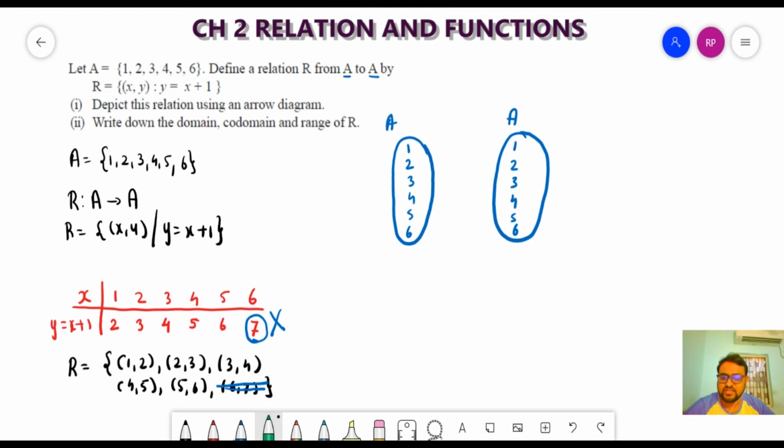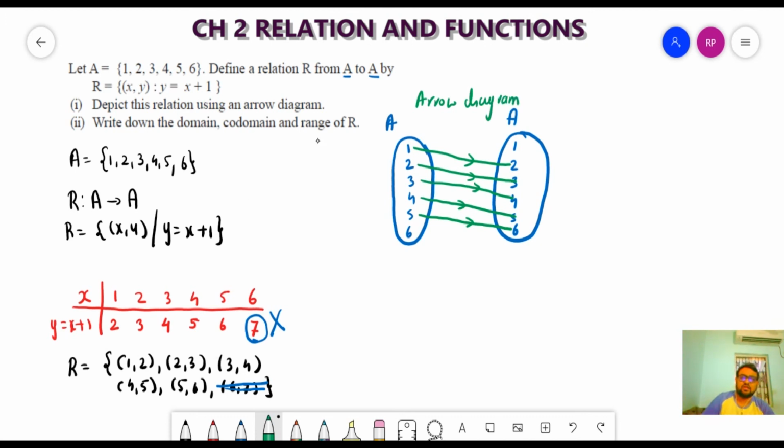Clear? Now what is the relation of 1? 1 is related to 2. 2 is related to 3. 3 is related to 4. 4 is related to 5 and 5 is related to 6. This is the arrow diagram of this relation. Clear? Okay, so this is the arrow diagram.